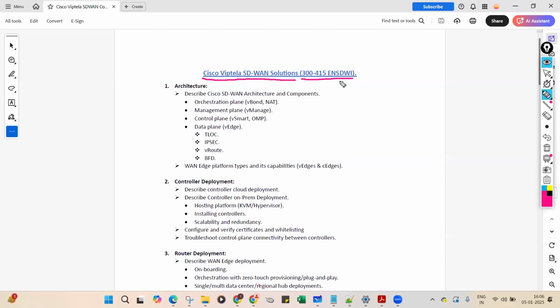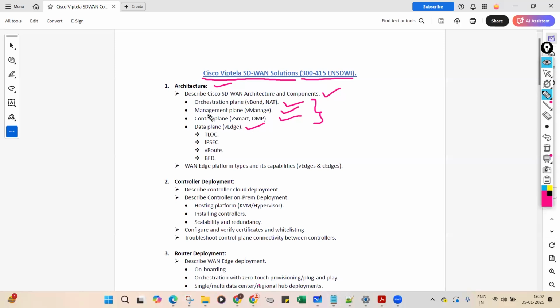In this course, we will be discussing the architecture and the components that are used in Cisco SD-WAN. Namely, there are three controllers: one is vBond, another one is vManage, and the third one is vSmart. We will be discussing these controllers in depth. And of course, there are the WAN edge routers, which are vEdge and cEdge. vEdge stands for Viptela edge routers and cEdge stands for Cisco edge routers.